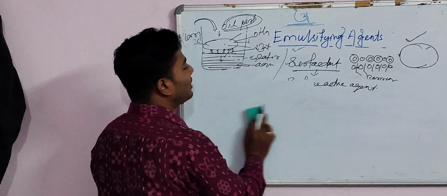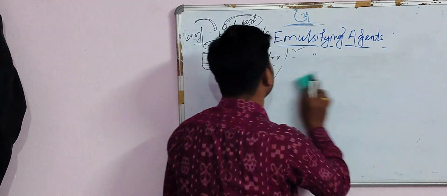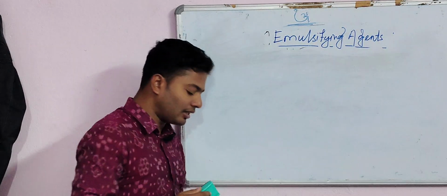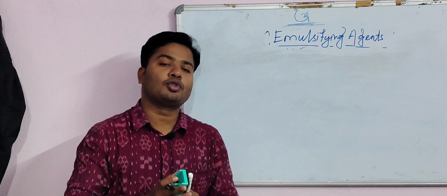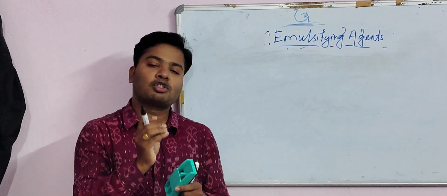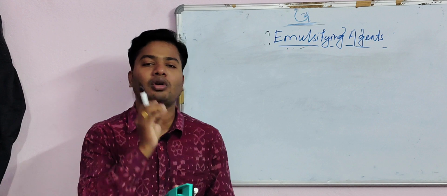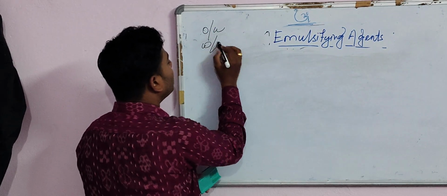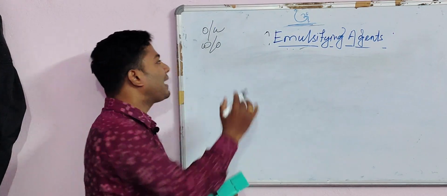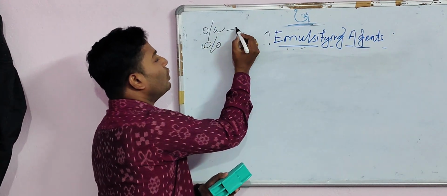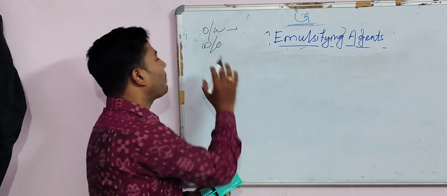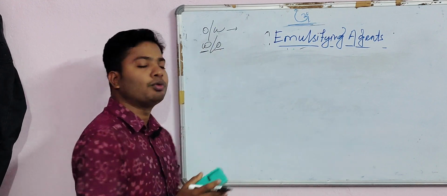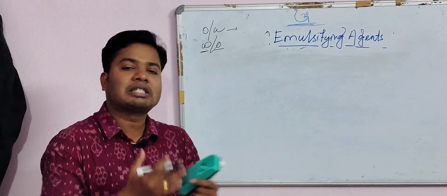Now come to the point. Already I had discussed the classification of the emulsifying agent, and the definition of the emulsifying agent. Now, how to choose which one is the best emulsifying agent for a particular type of emulsion. That may be O/W type of emulsion, or W/O type of emulsion. For the preparation of oil in water type of emulsion, which type of emulsifying agents are used? Or for the preparation of water in oil type of emulsion, which type of emulsifying agent do you have to choose?